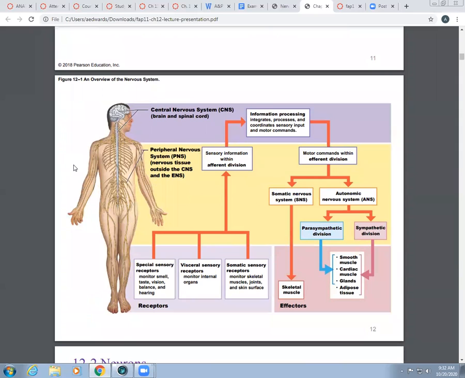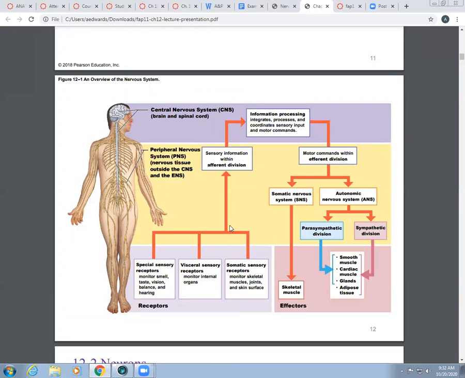And so here's a visual representation of that. Again, you have your central nervous system, your brain, your spinal cord. Then you have your peripheral nervous system, okay, nerves and nervous tissue outside your central nervous system and your enteric nervous system. You have an afferent division and efferent division. Sensory information is within the afferent division. Motor commands are within the efferent division.